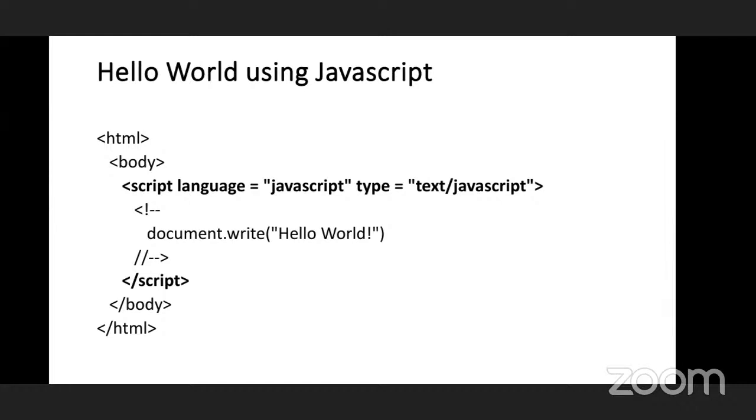Now you can observe document.write. Within the double quotes, whatever you write will be displayed as the output of the program. After writing document.write, you can close the script. Less than slash script is the closing tag, as you must know from HTML. Then body close, html close. This is a very simple program in JavaScript, which is used to print hello world. Any doubts here?